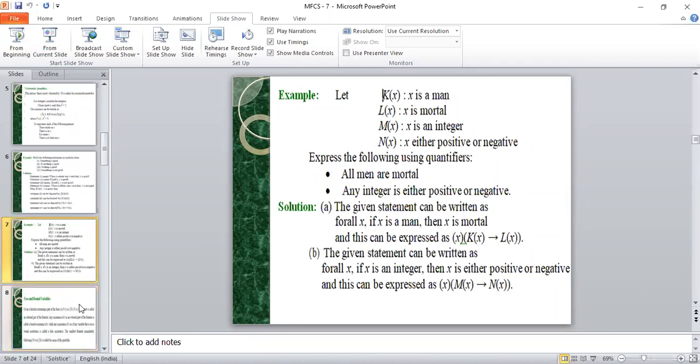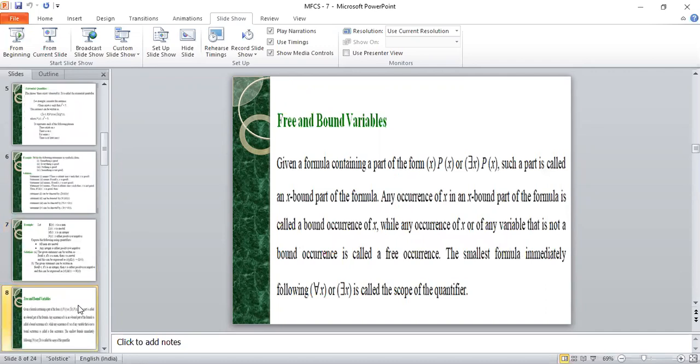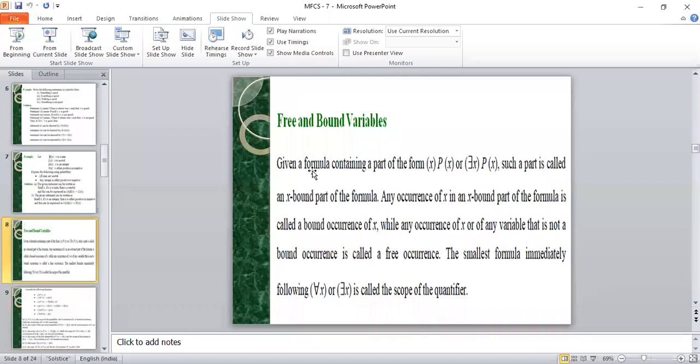Okay, so next one, free and bound variables. So given a formula containing a part of the form for all x p of x, or there exists x p of x, such a part is called an x bound part of the formula. Such a part is called as x bound part of the formula.